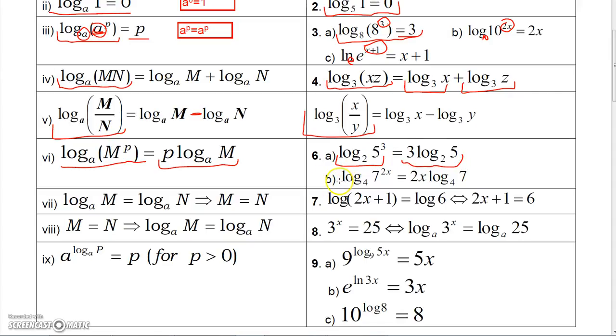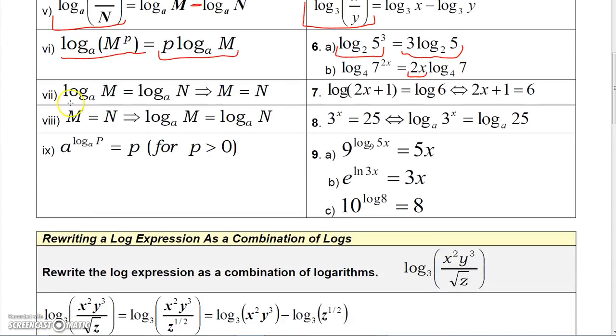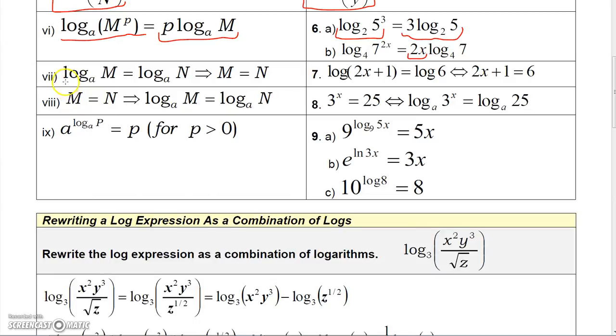And then if I have a base 7 here and a base 4 here, I can't just eliminate the log, but what I can do is write this as 2x times the log of 7 base 4. And now these next two properties have to do with the one-to-oneness of logs. So if two logs are equal, then their arguments must be equal. So if log of m equals log of n, then m must equal n. And this can be helpful in solving equations.